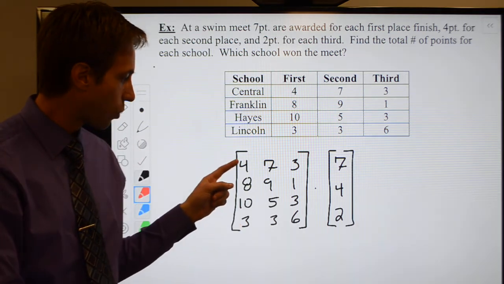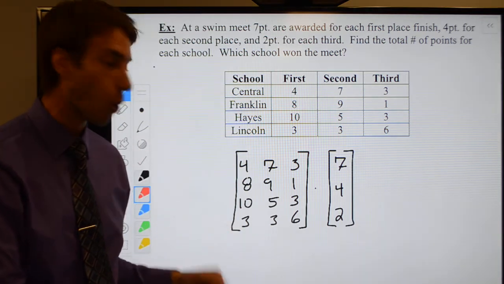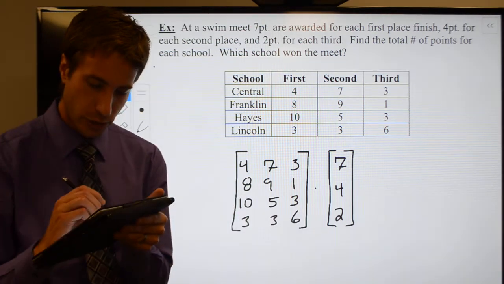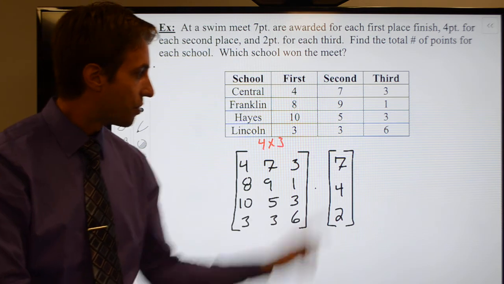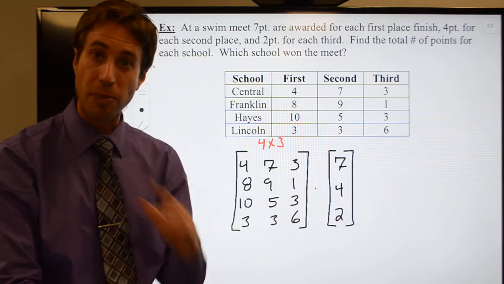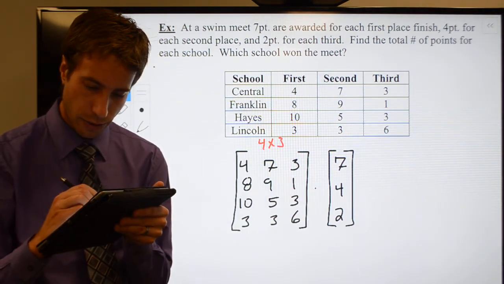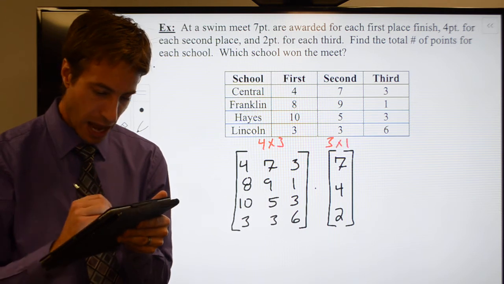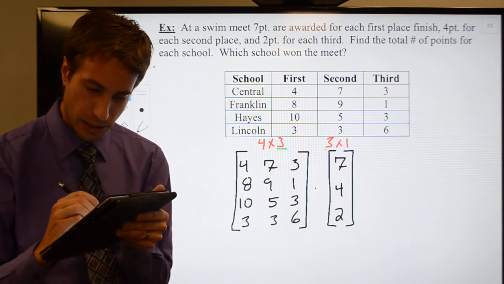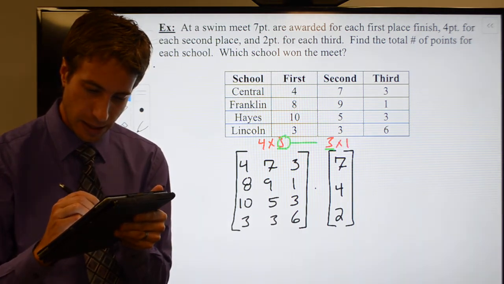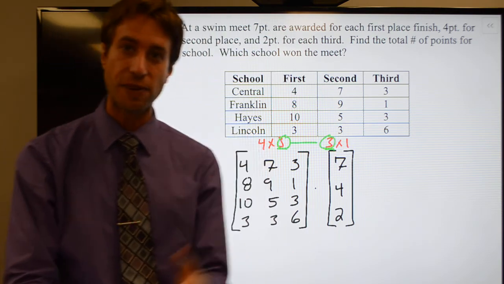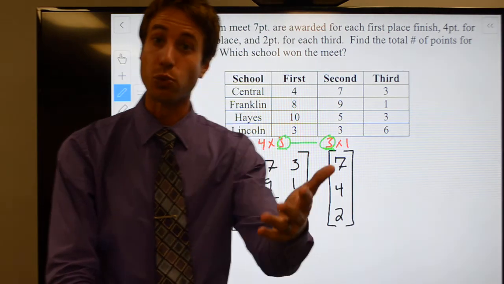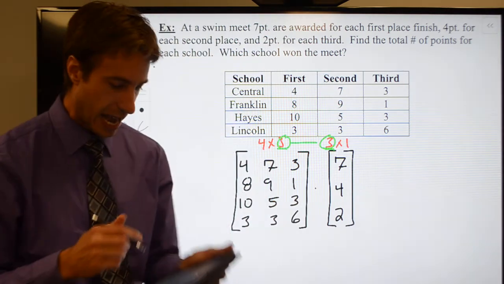So I have a 1, 2, 3. This is a 4 by 3 matrix. This is a 3 by 1. I need those middle numbers to be the same, and they are. So matrix multiplication is defined for these matrices, so that's what we're going to go ahead and do.